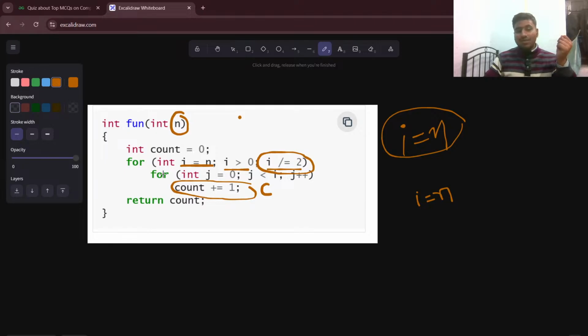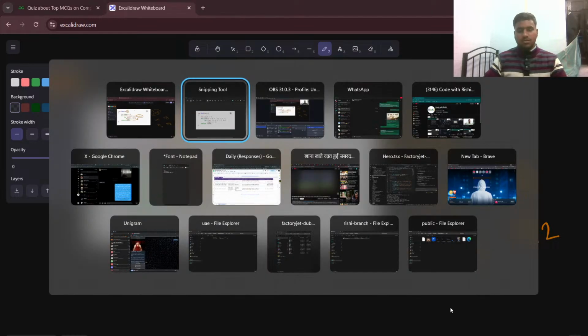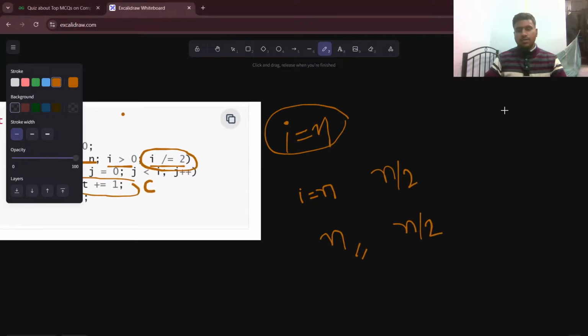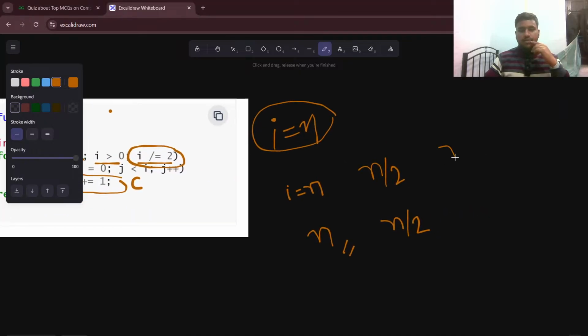The inner block is running how many times? It runs n times. Then i is divided by 2, because i divide equal to 2 means n divided by 2. Then how many times does it run? n divided by 2. Just wait a second. After that it becomes n by 4. How many times does it run? n by 4.